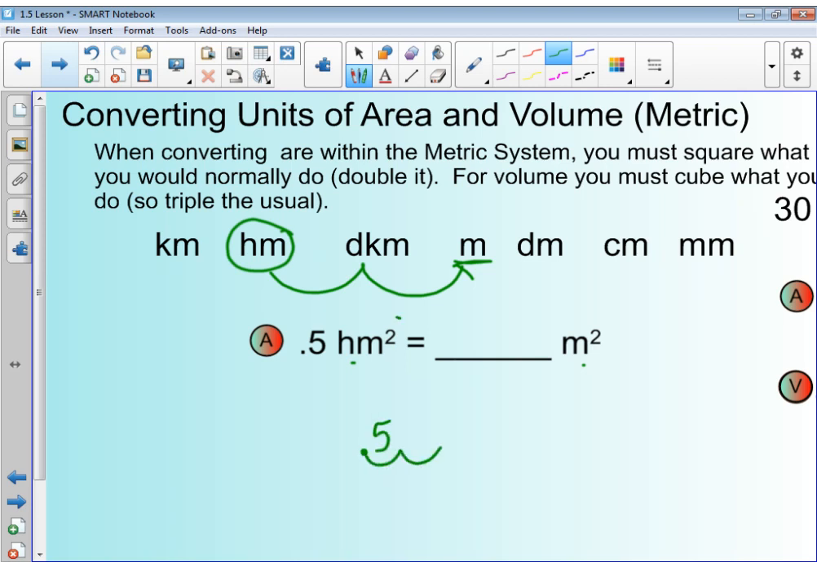Now because we're working with this squared, I'm going to do that again. So that was my first set. I'm going to do that again, 1, 2. That's my second set. So I'm going to put zeros where these bumps are, like those empty spaces. So I just found out that 0.5 hectometers squared is the same as 5,000 meters squared.